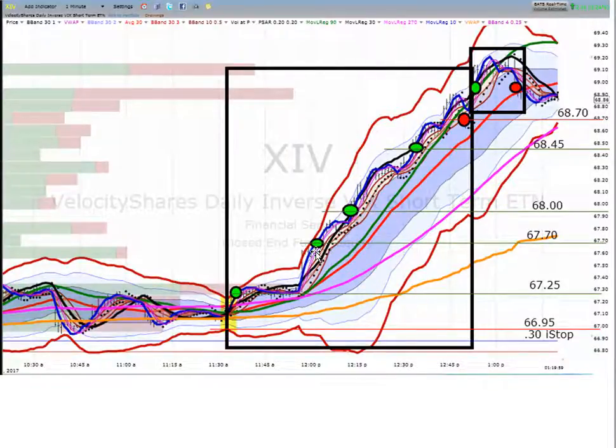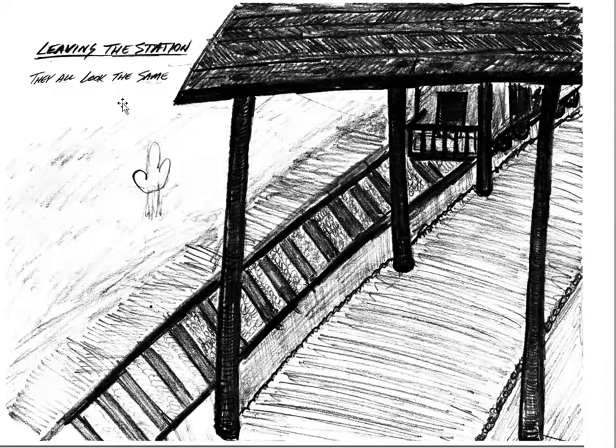So this is probably 3R, maybe 2R, and another R. So this is somewhere north of 10R from 11:30 to 1 o'clock, with a healthy scratch here on the backside. And the point I want to really make here is that the lesson learned is that they all look the same when they're leaving the station. So this is the train pulling out from the train station.